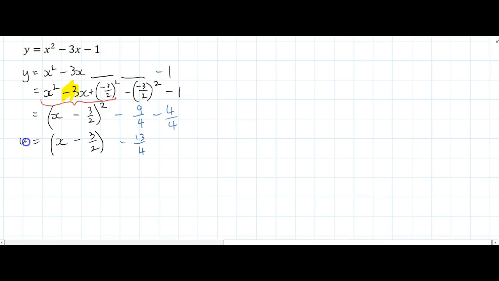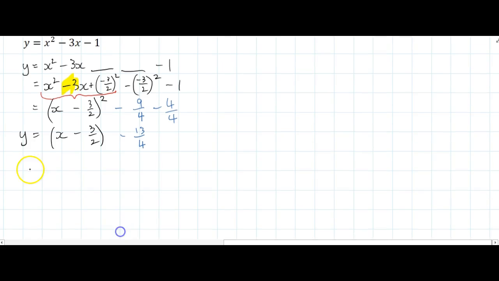Okay, so that would give us a turning point. Our turning point is equal to the negative of this, remember? The negative of this is actually 3 over 2, and this value here, which is negative 13 over 4.